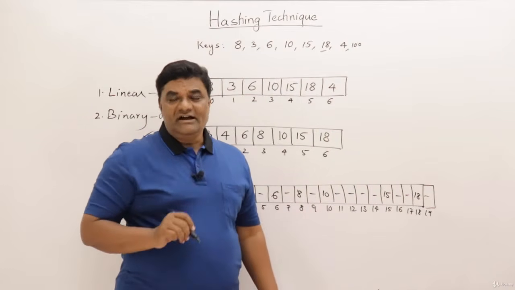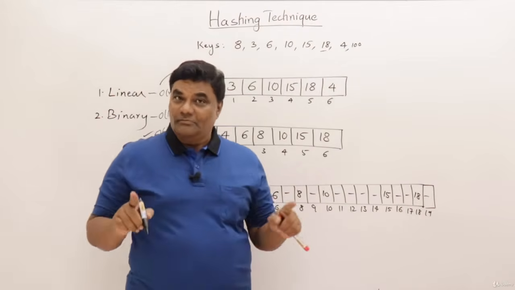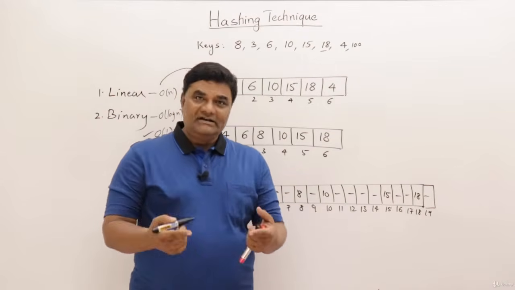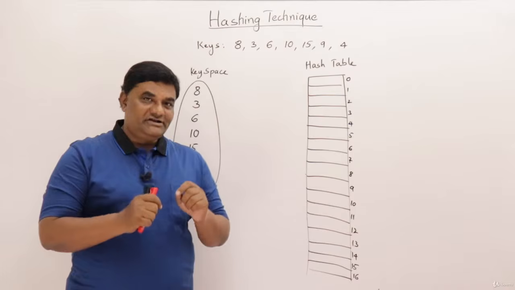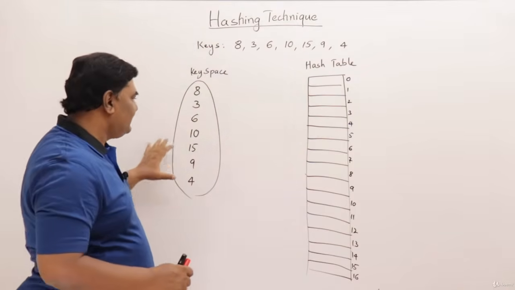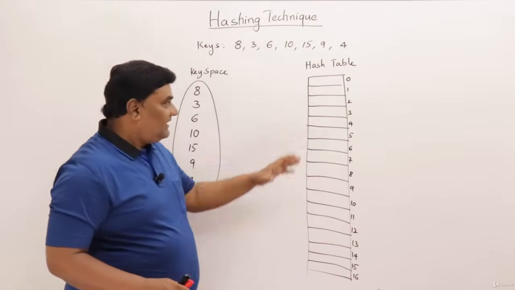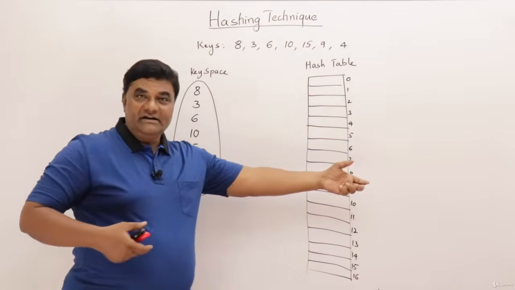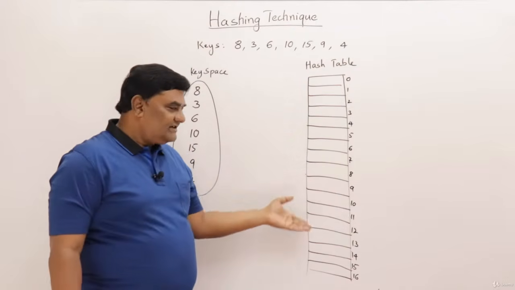So for studying about hashing, we'll represent this hashing in some mathematical model. So that mathematical model we will look at now. Let us look at the mathematical model for hashing. These are the set of keys. Those set of keys, let us assume them as key space. And this is the hash table, the array where we will be storing the elements or the keys.